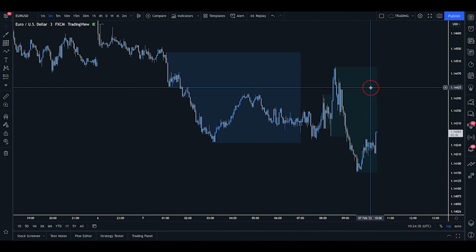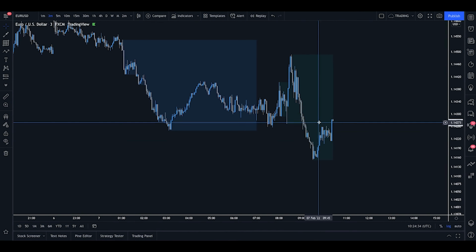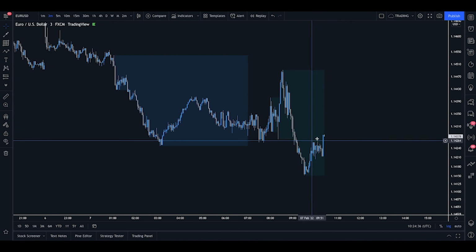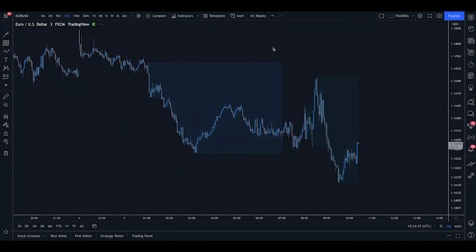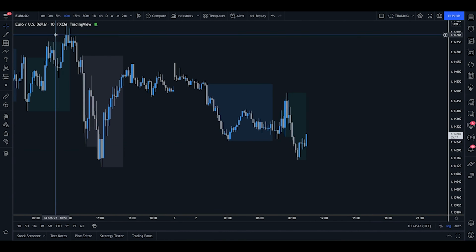A few things to keep in mind. We've actually come and swept out the low of the Asia range liquidity. We are now pushing back up with a little bit of strength. The market is actually pushing back into that range. If we also look at the 10-minute time frame here, we can see that we've reacted to this demand, right? The 5 minutes is going to show it better.